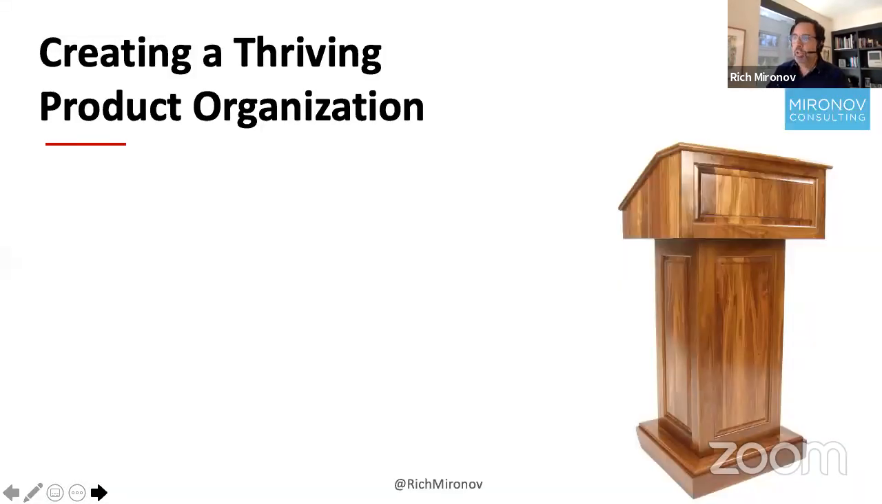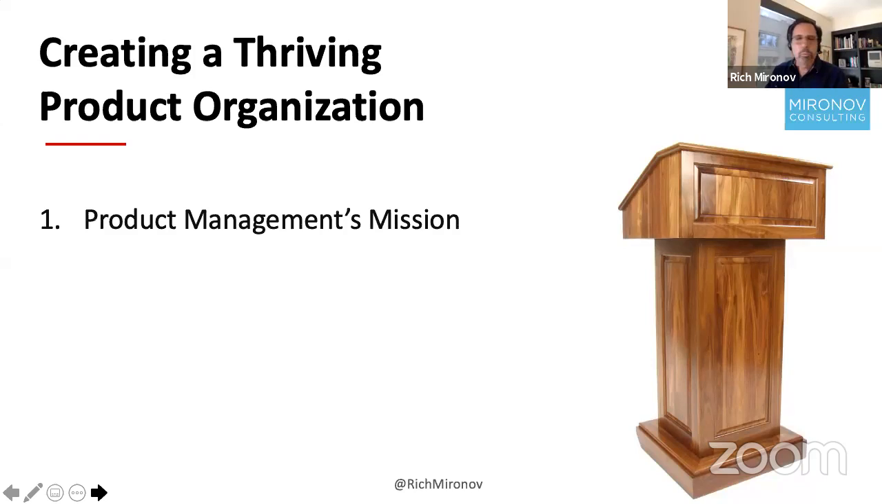So here's our agenda for the next 45 minutes. Really, four points I want to touch on. First is, what's product management's mission in a slide? Why do we bother? Why do we exist? And it's not just the transactional sense of somebody has to write a Jira ticket.